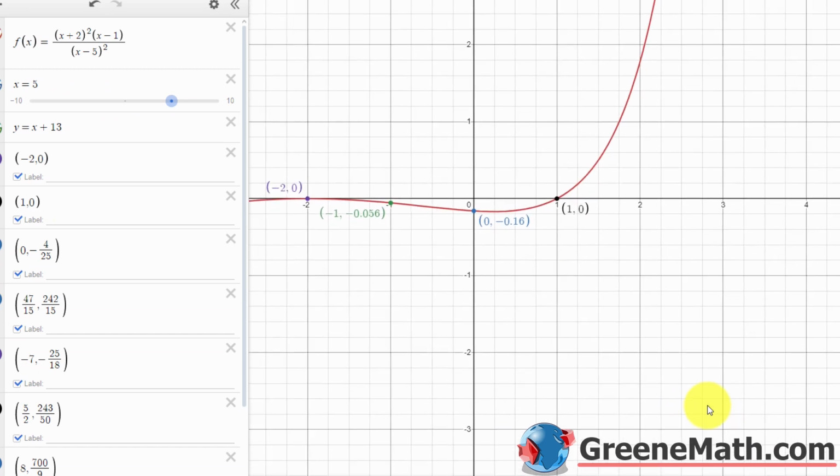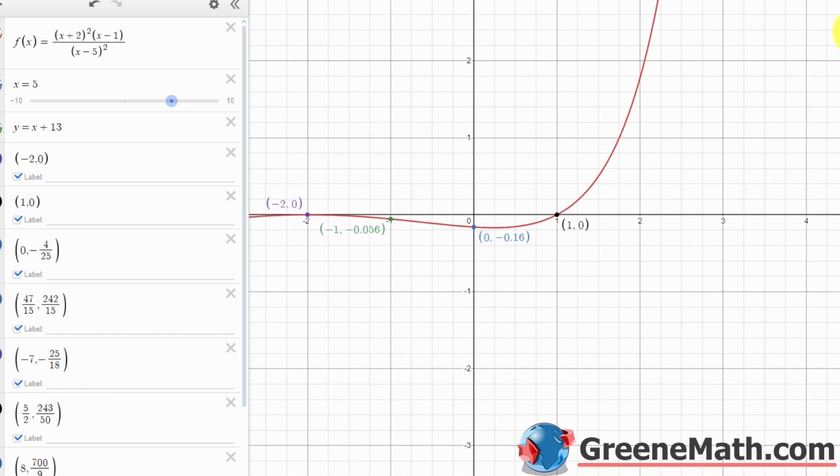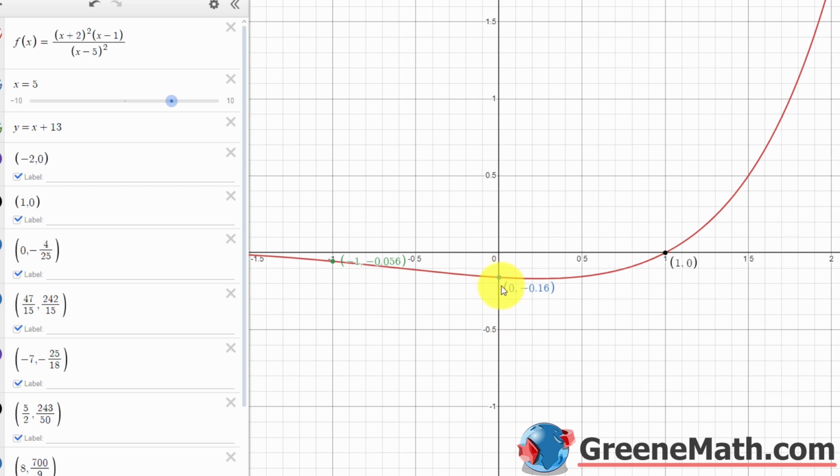All right, I'll just show you this again on Desmos because it's really hard to see on the graph that I gave you. Let me zoom way in. So this is 0 comma negative 0.16. And that's going to be this part right here, this negative 0.16. That's negative 4 over 25 as a decimal.